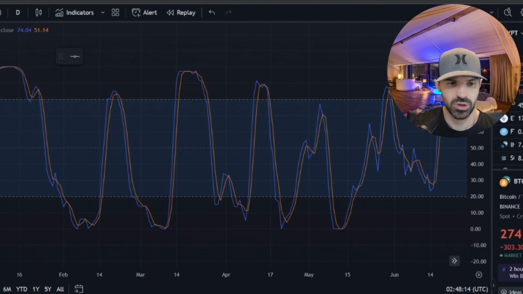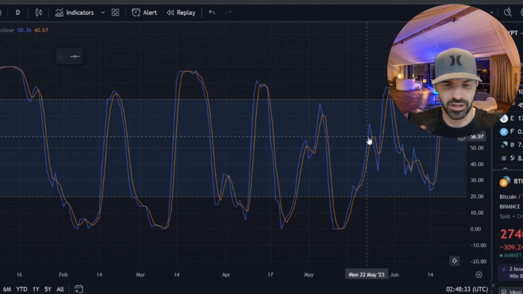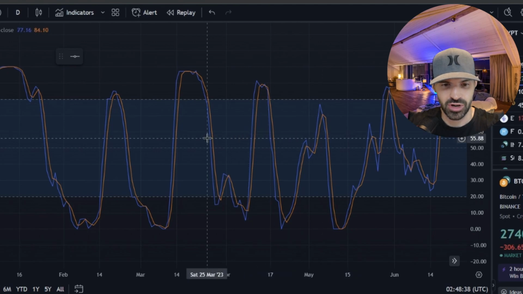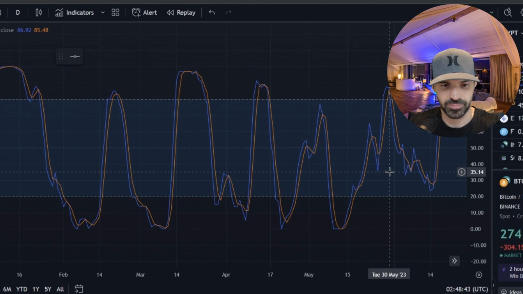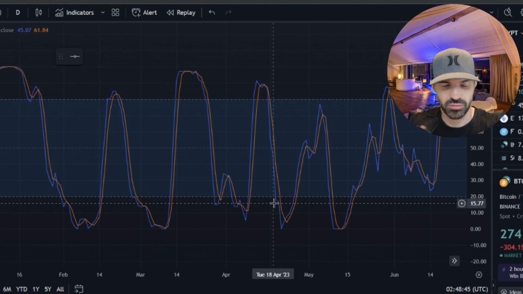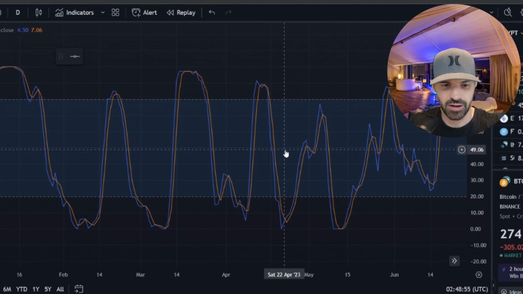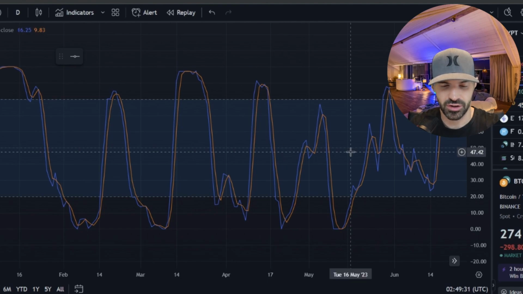So the blue line here is the fast line. It moves a lot quicker than the orange line, and it tracks the recent close in relationship to the recent range. And then the orange line, which is the slow line, also known as the D line or signal line, is a simple moving average that's done on the previous 3 periods of the %K line. That's how the orange line is calculated.